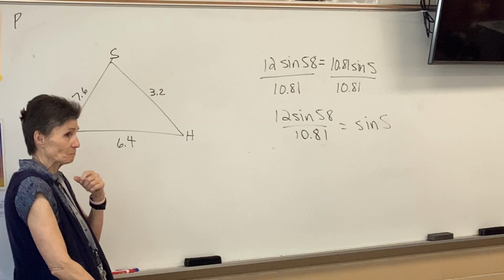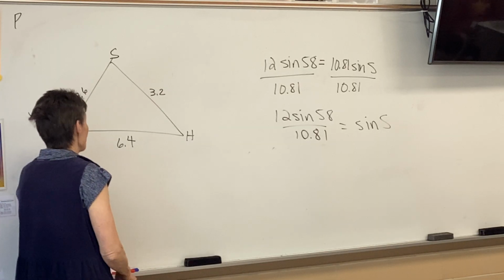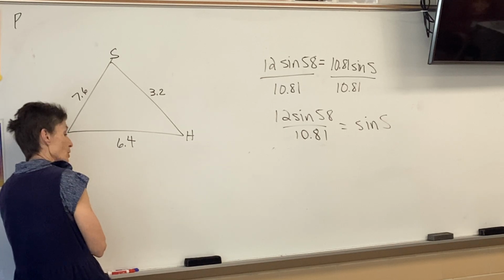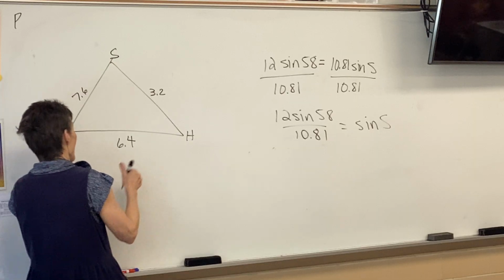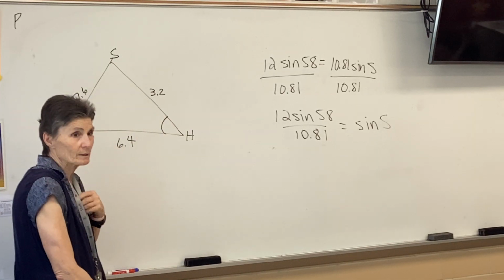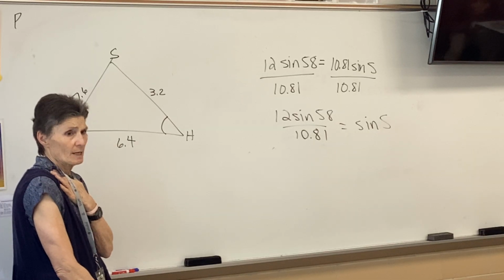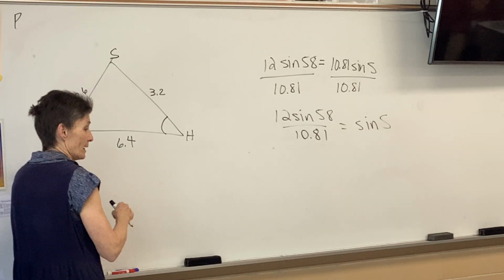It can't be anything else, because I don't have a pair. That makes sense. In order to do the law of cosines, I need an angle. So I'm just going to randomly pick the biggest angle. I like to start with the biggest one. How do I know that's the biggest one? Because it's got the biggest side. So I'm just going to do angle H.